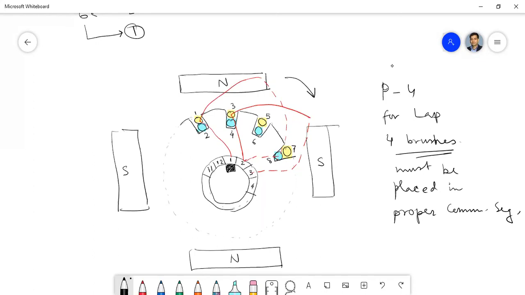Now, that is one assumption. The next assumption should be what type of operation it is giving, that means whether it is a motor or generator. So let me take, this is the motor. Let me take, it's a DC motor. Okay. Now, if we want to determine the direction of the current, we have to use the left hand rule.